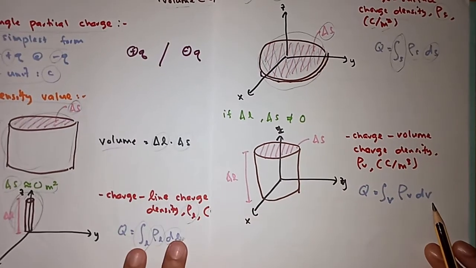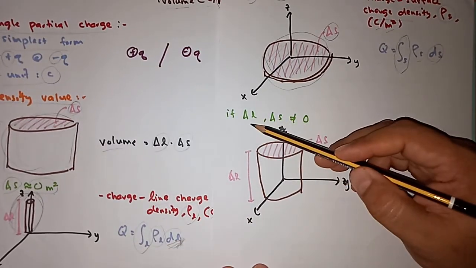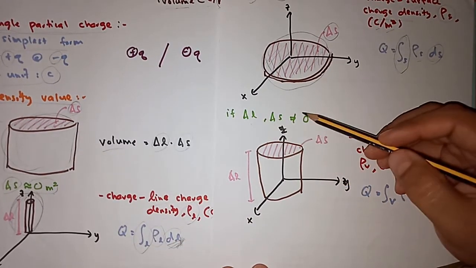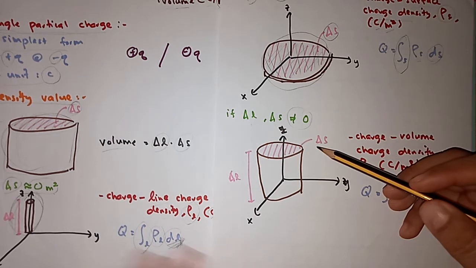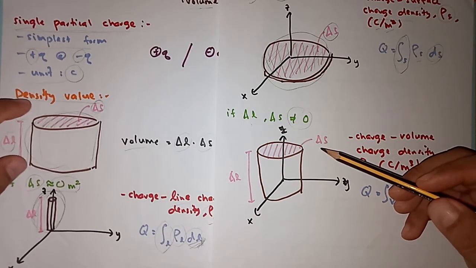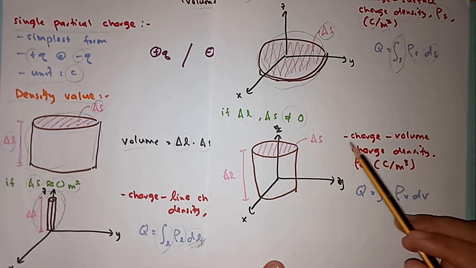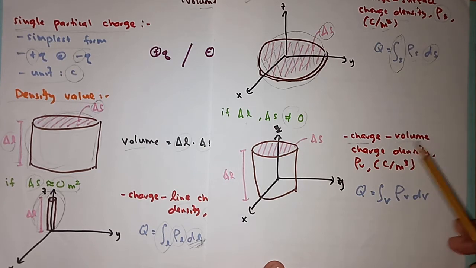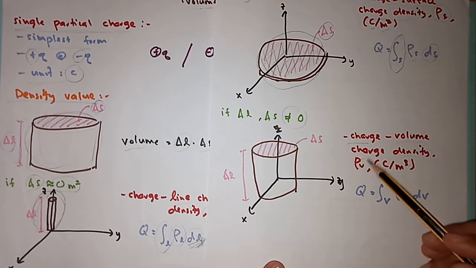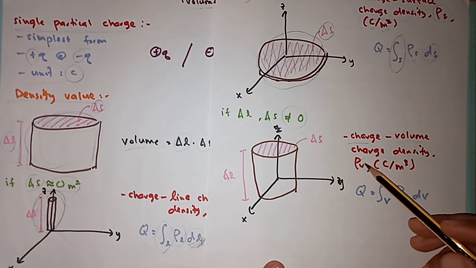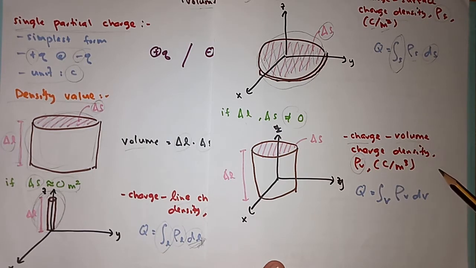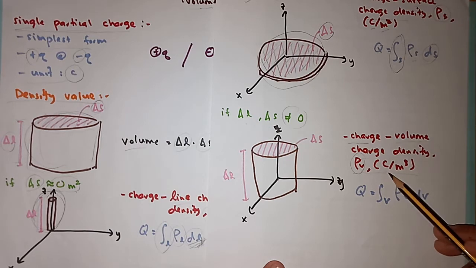However, if we have the delta L and the delta S is not equal to 0, we will have the original surface or the original shape of whatever we have just now. In this particular case, the charge will be represented by its volume charge density, rho v, and the unit for this charge is coulomb per meter cubed.